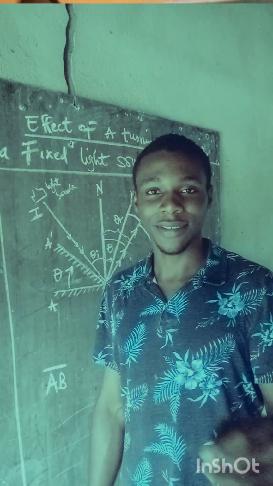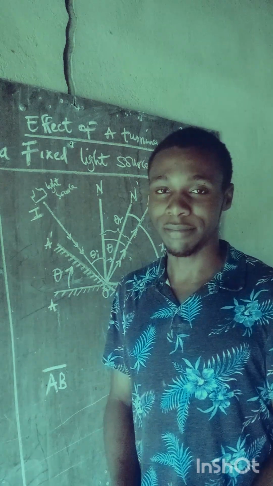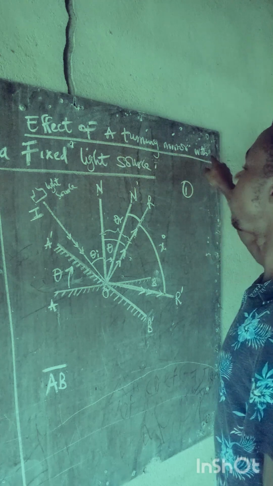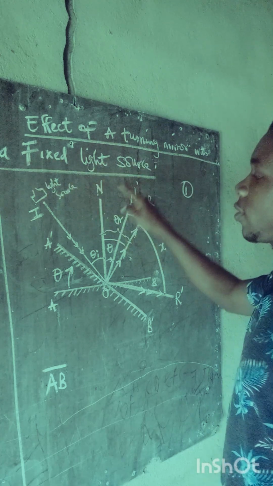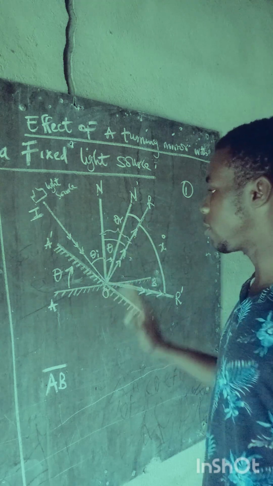My name is Joseph Precious. In case you were wondering what happened in the previous video with my class student, I was trying to explain the effect of a turning mirror with a fixed light source. And don't be confused about this, it's quite a small thing.